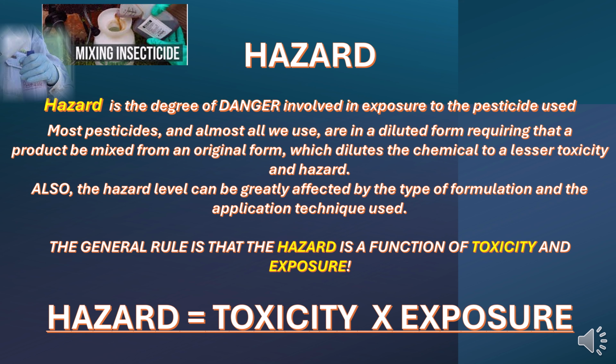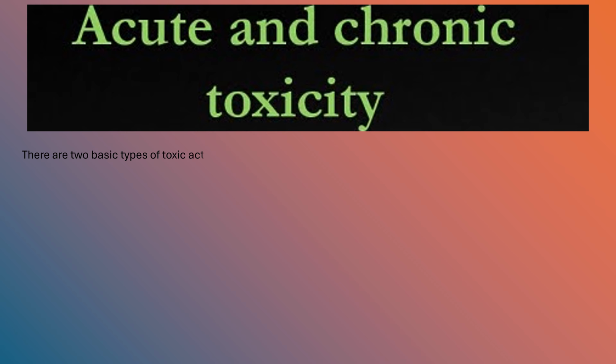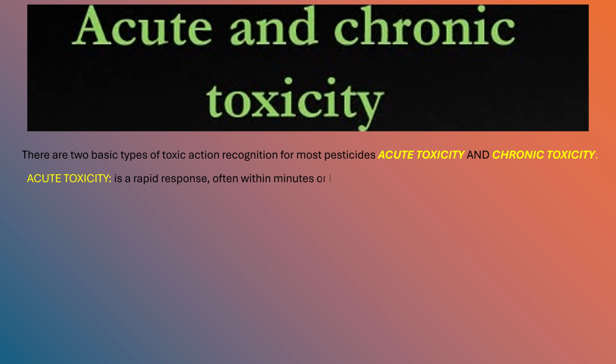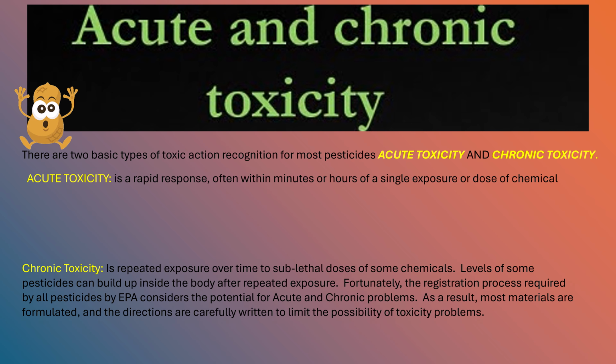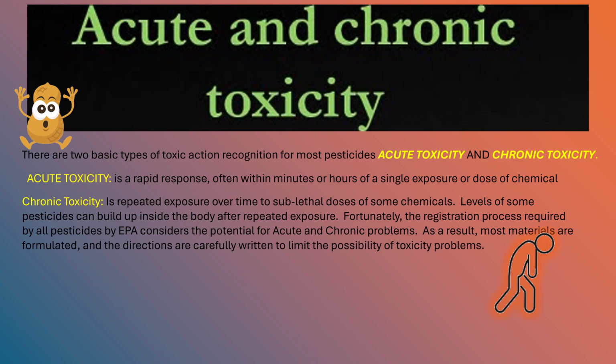It is common sense that the degree of hazard is determined by the duration or amount of exposure to a toxic. There are two basic types of action recognized for most pesticides. The first is acute toxicity. The second is chronic toxicity. So let's take a look at how these differ. Acute toxicity is a rapid response, often within minutes or hours of a single exposure or dose of chemical. Chronic toxicity is repeated exposure over time to sublethal doses of some chemicals.